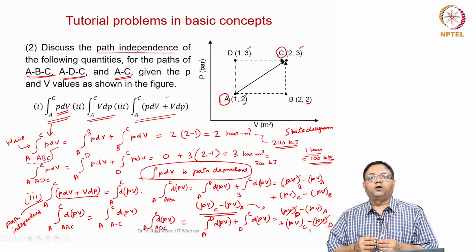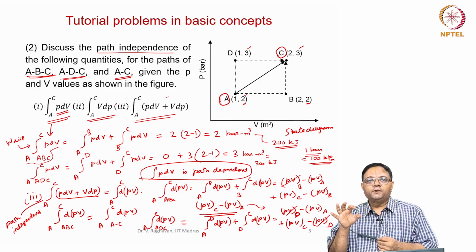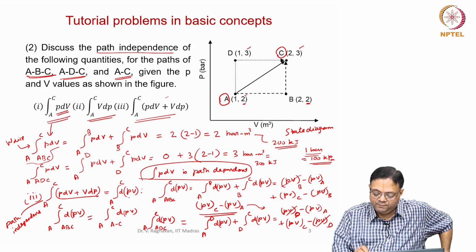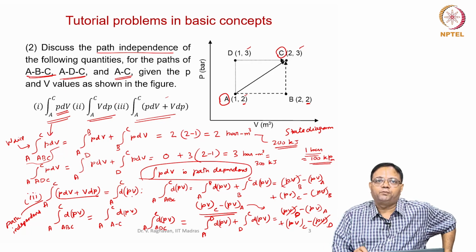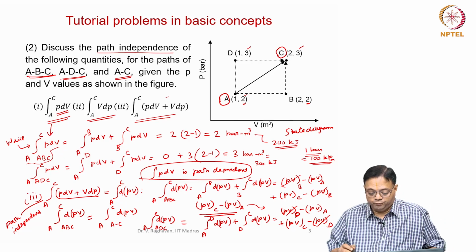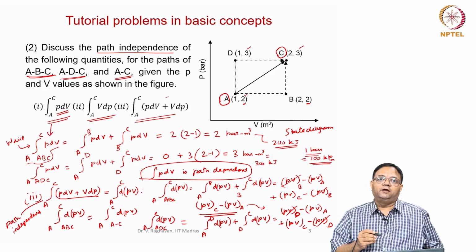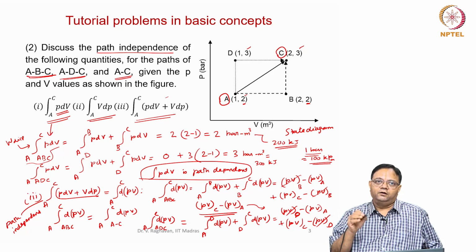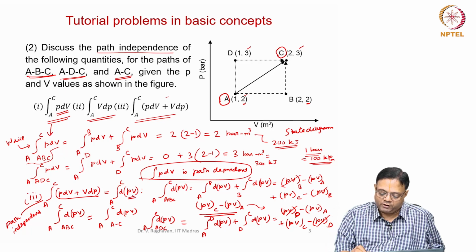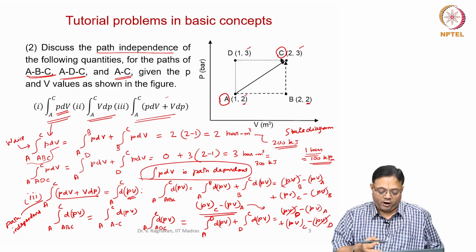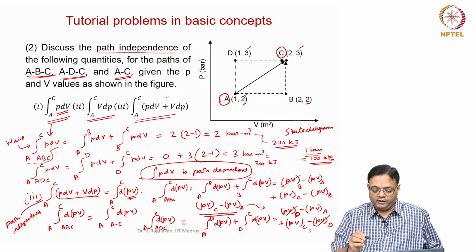So, this is an example of verifying whether a particular integral is path independent, because you can see this d PV itself is a change in a property. The property is PV, that is it. So, for example, enthalpy is U plus PV, it is a combination of properties. This is also a combination of properties. So, this should be a path independent integration.